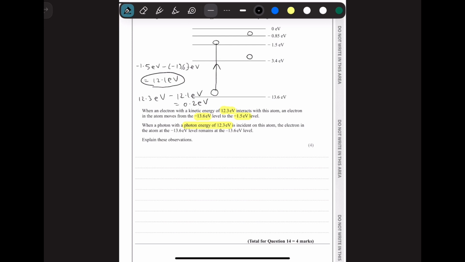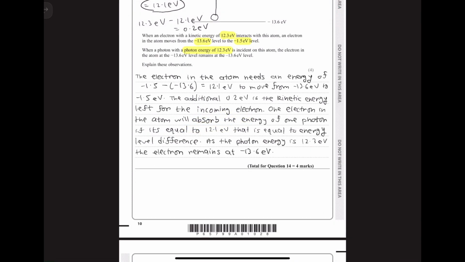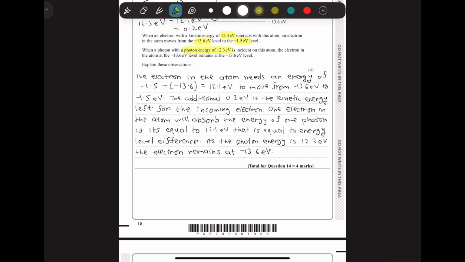So if you want to write the answer, this is the answer. The electron in the atom needs an energy of 12.1 electron volt, as we have previously discussed, to move from this energy level to this energy level. And the additional 0.2 electron volt is actually the kinetic energy left for the incoming electron. So we have written the 2 marks for the incoming electron.